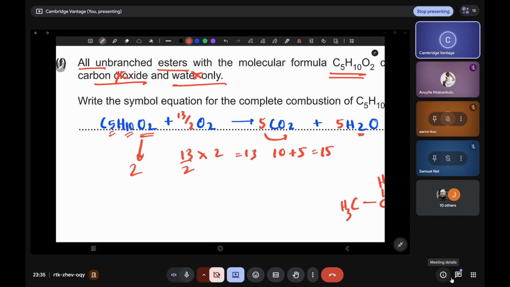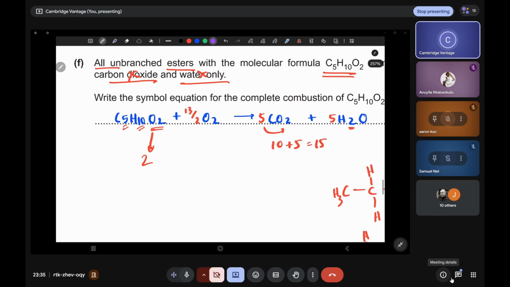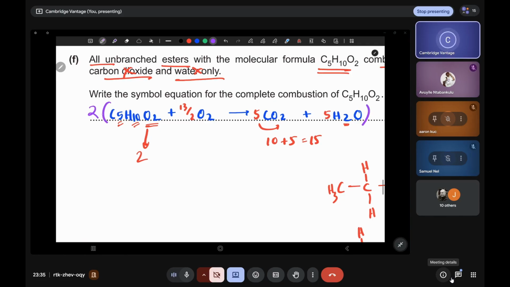Now, yes, you are allowed to write down fractions, but for IGCSE, I generally suggest you do not. For IGCSE, I would much rather you write 13 over 2 initially and then multiply the entire equation by 2. So over here, what would we get? The 13 over 2 times 2 gives you 13. 5 times 2 gives you 10. 5 times 2 gives you 10.